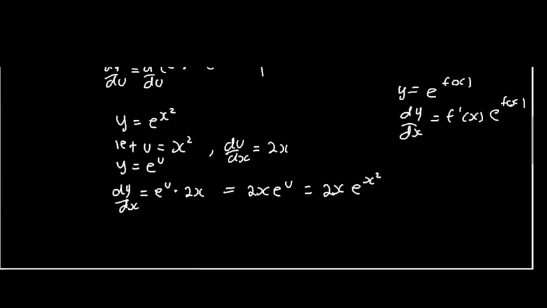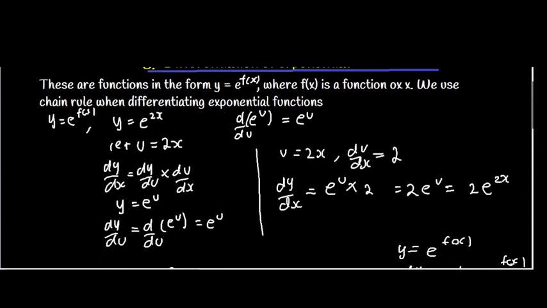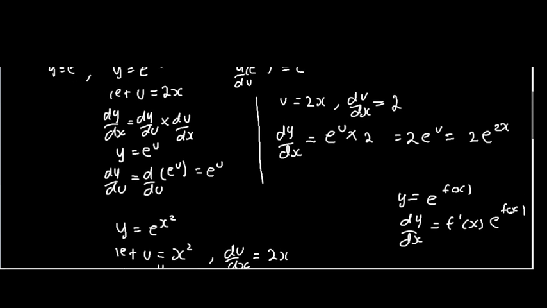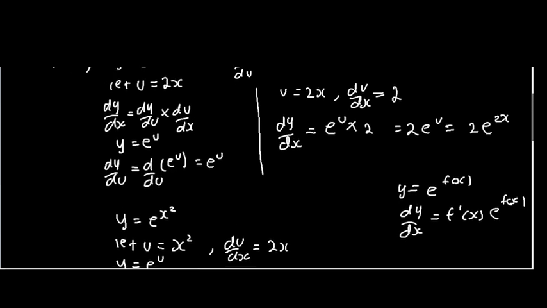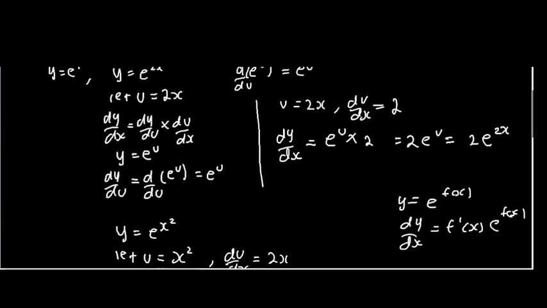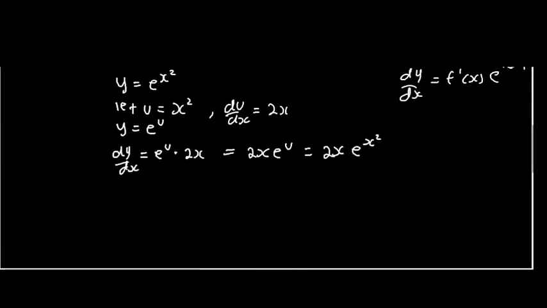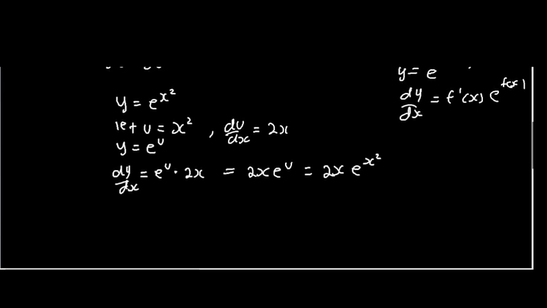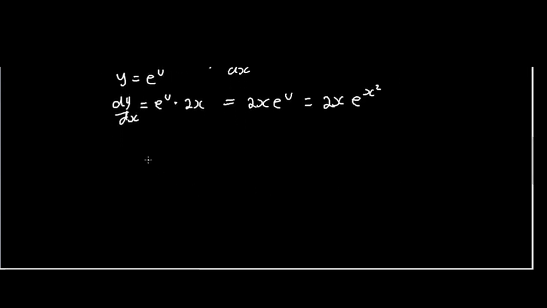Hopefully the first example can illustrate that. We had the derivative of 2x, which was 2, times e to the power 2x, which was the given function. Even in this other one, we had f(x) being x squared, and its derivative is 2x, then e to the power x squared. From that you can draw that it is f'(x) times e to the power f(x). Now let's look at another example.